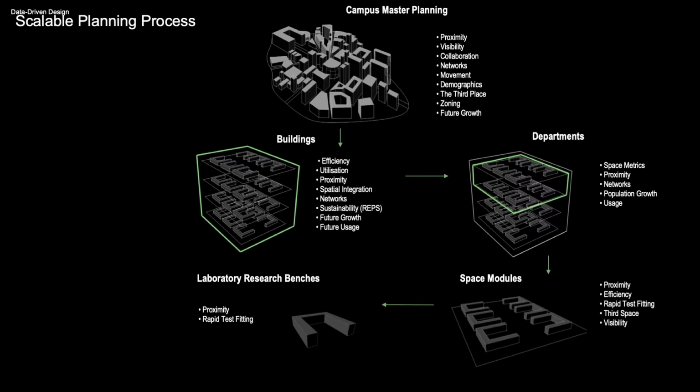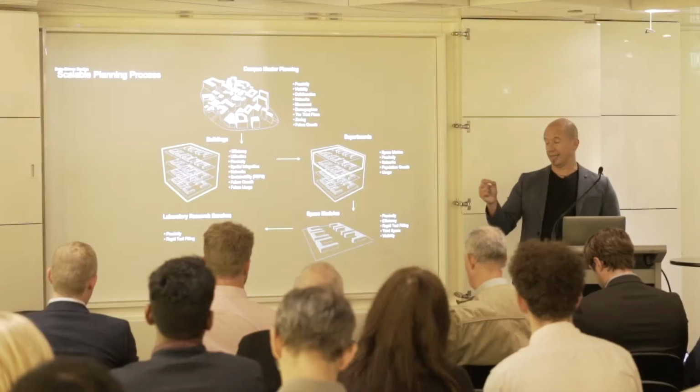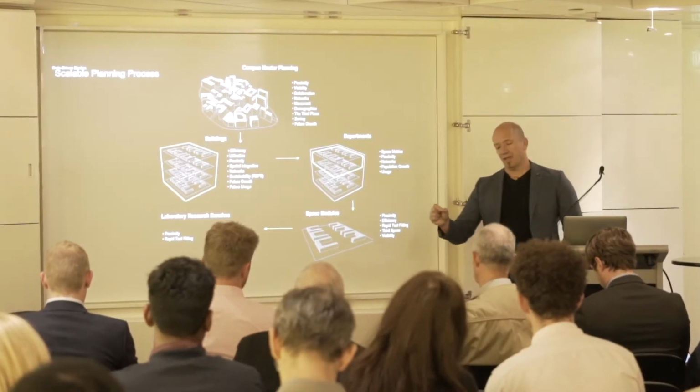So for us as a company, we're looking at data on multiple levels. We're looking at it from a campus master planning space. We look at it from, for example, the health sector. We look at, say, where are all the hospitals currently located in Australia? Where is the closest cancer diagnostic centre? How far do people have to travel to get to that cancer diagnostic centre?